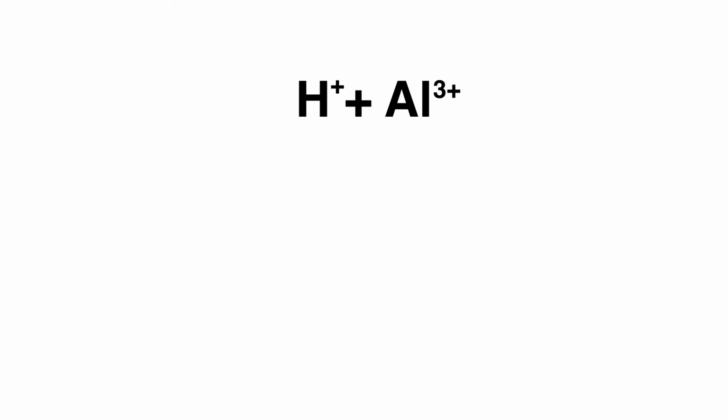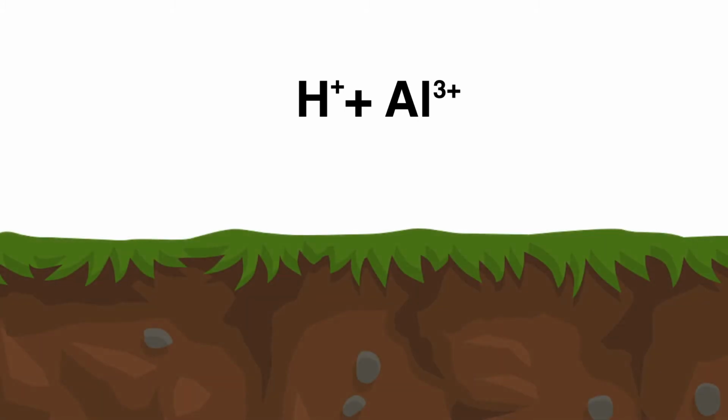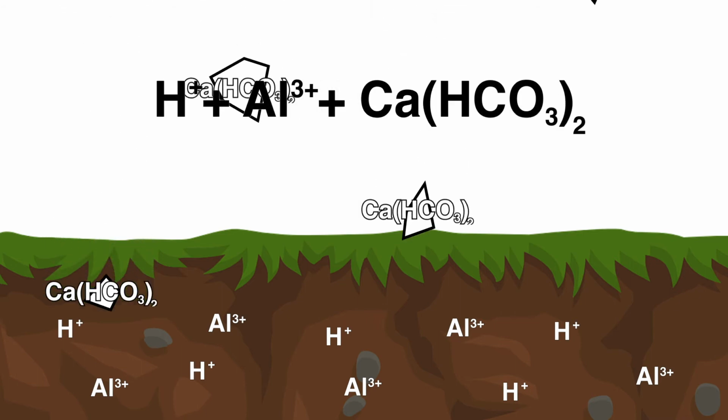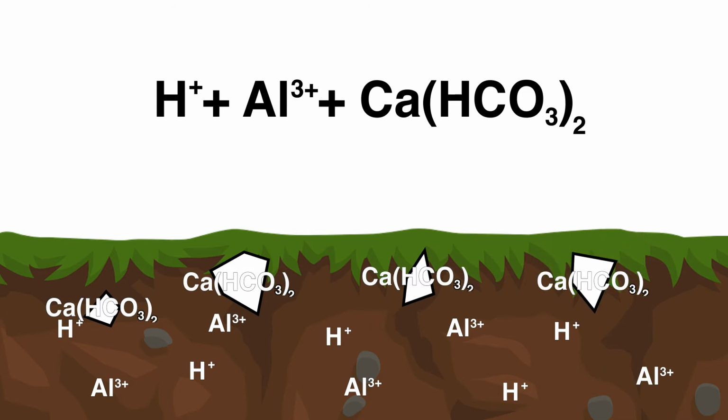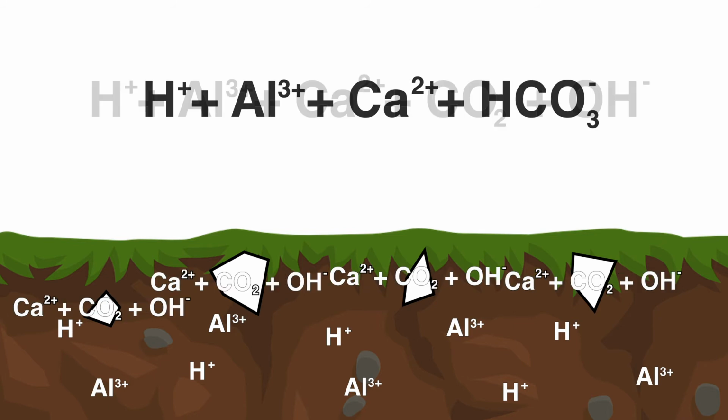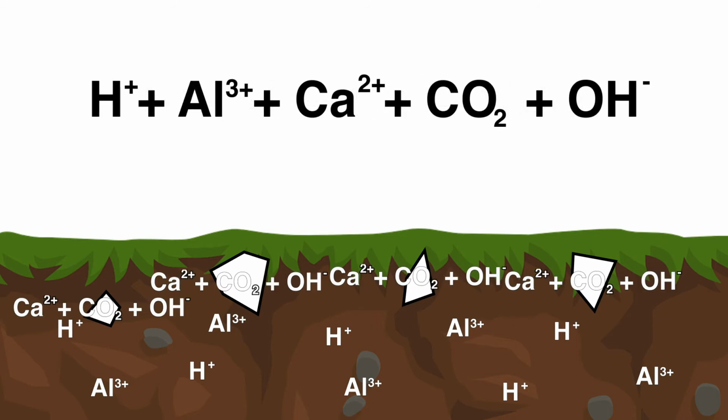Let's look at an example of a chemical reaction that increases the pH of soil. As you can see, there are a lot of hydrogen ions and aluminum ions in the soil right now, making it too acidic. When the gardener adds calcium bicarbonate to the soil, the calcium ion splits from the bicarbonate polyatomic ion. The bicarbonate ion splits into carbon dioxide and hydroxide ions.